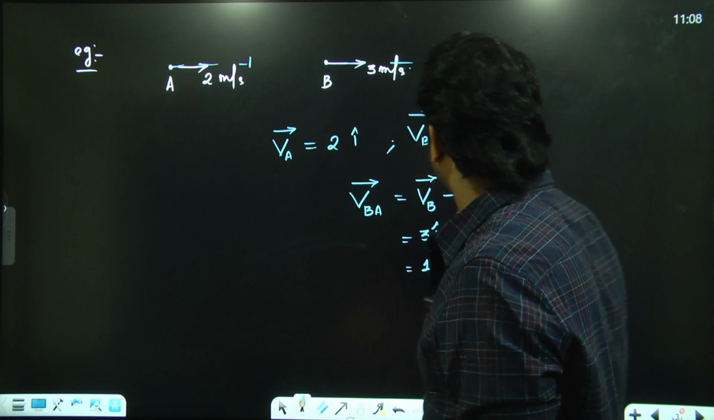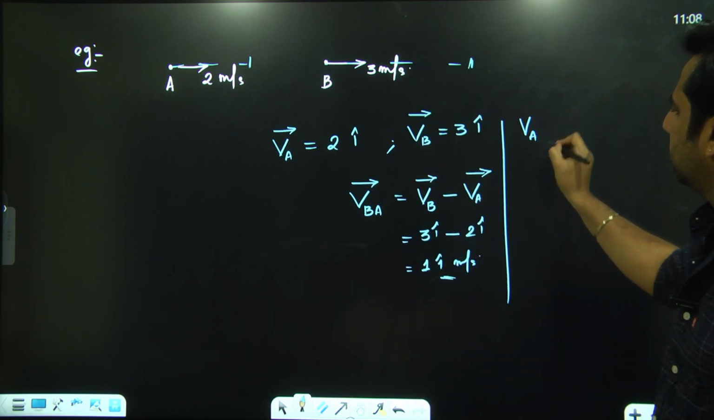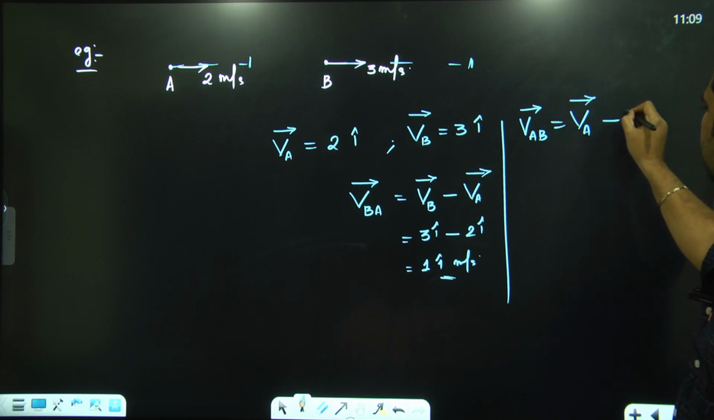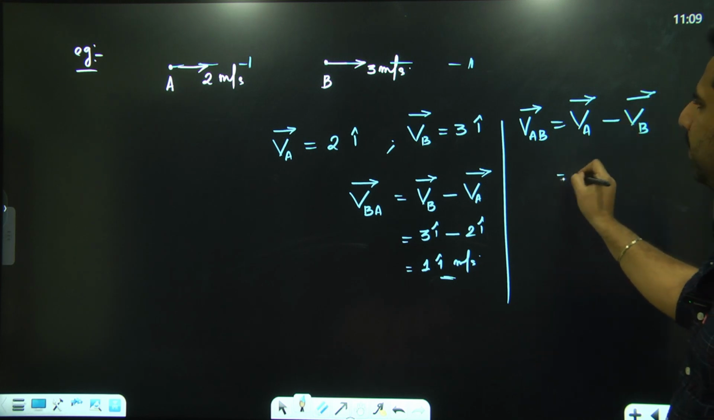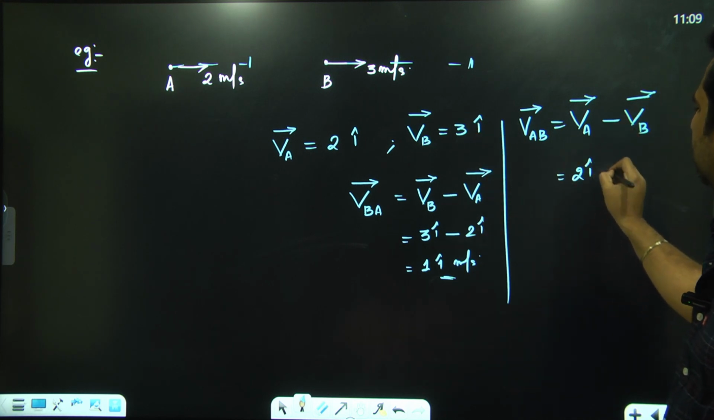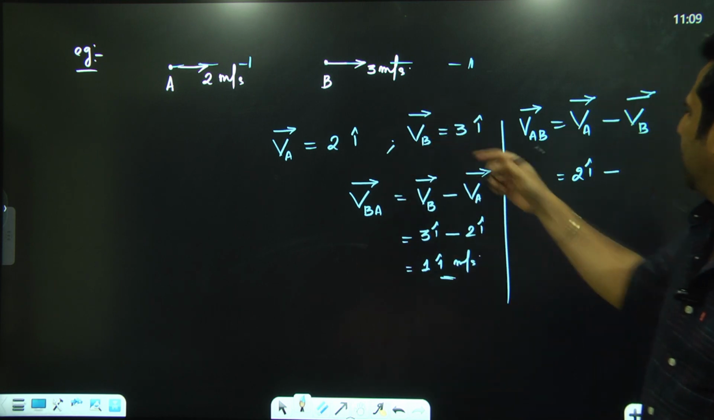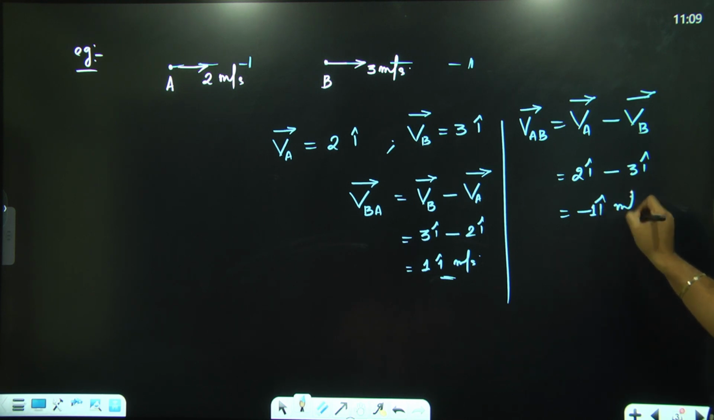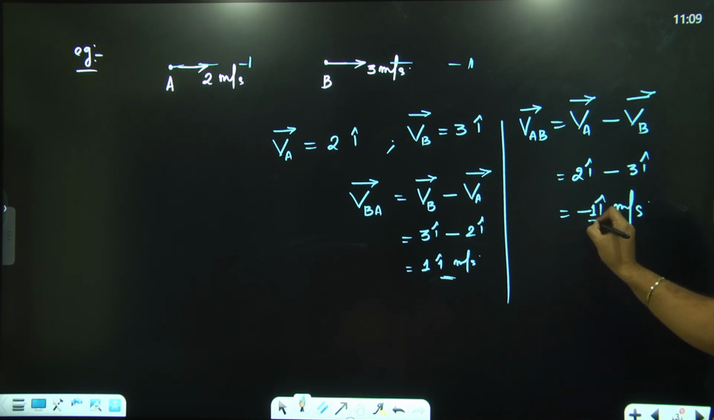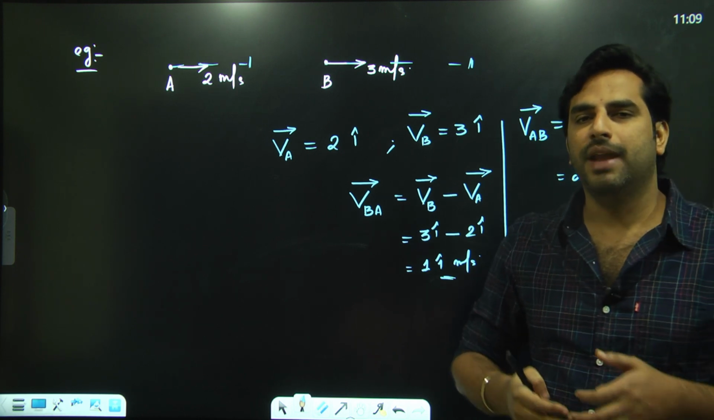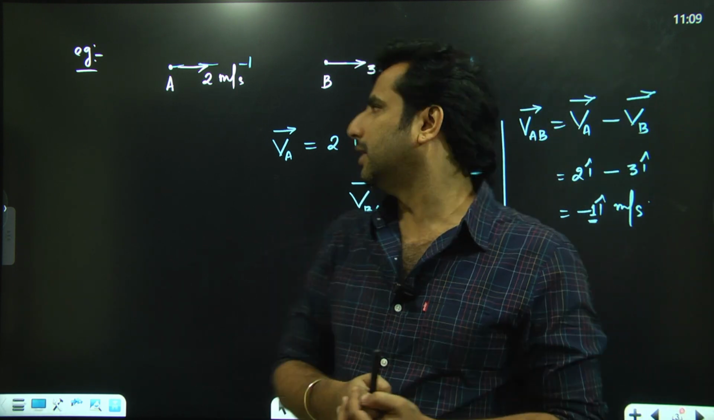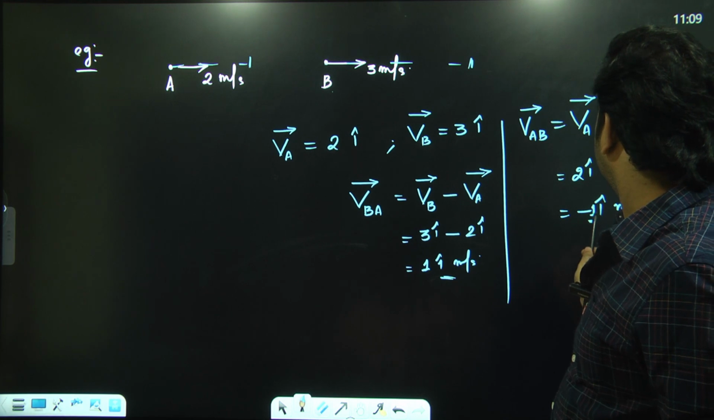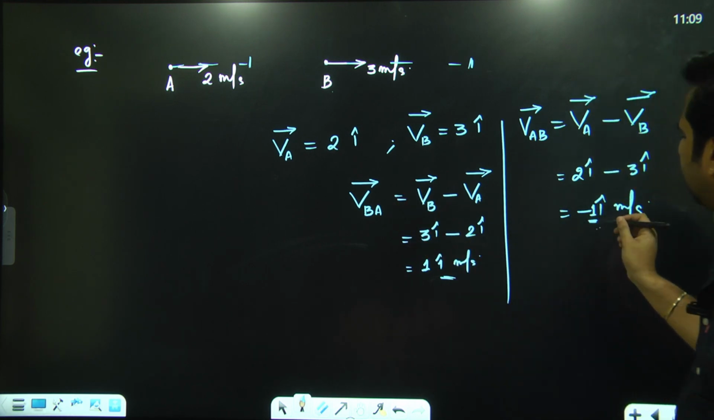Now we can also find out the velocity of A as seen by B. B is observing A. That is simply by the concept of relative velocity, V_A bar minus V_B bar. So what is V_A bar? That is 2 i cap minus V_B bar, that is 3 i cap, which is minus i cap, or minus 1 i cap meter per second. So 1 is the magnitude of the relative velocity and minus i cap is the direction of the relative velocity. So B observes that A is moving towards left because minus i cap says it is left.